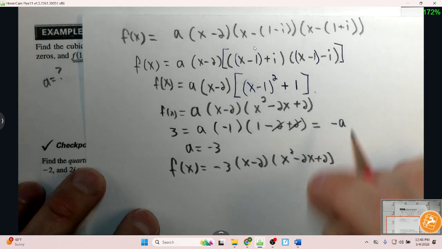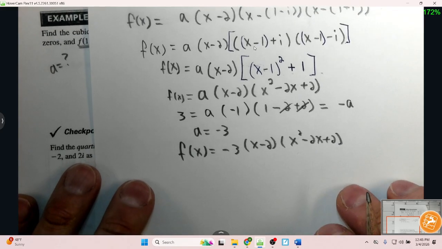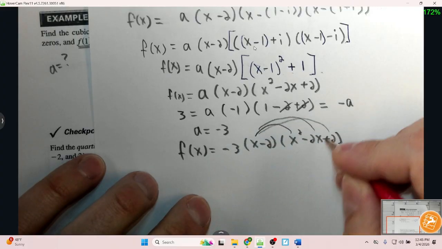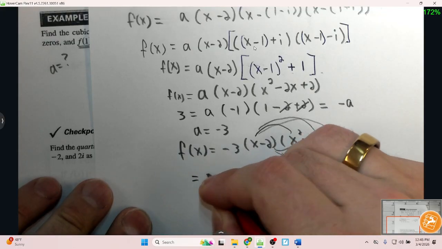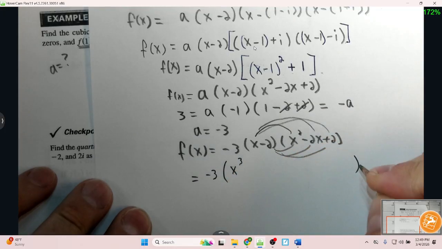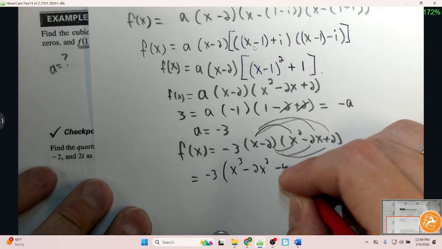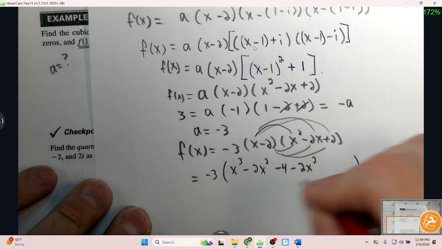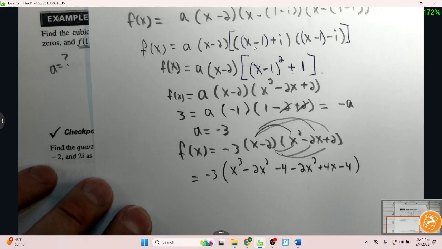Now, if they say find a polynomial in standard form, then we have to do one more thing, which is to distribute and multiply by negative 3. So that'd be negative 3 times, that'd be x cubed minus 2x squared minus 4. I'll just do it sideways. I don't know if you guys have seen the stacking method where you stack them. It's very helpful. I'm sure I'll show it to you at some point.